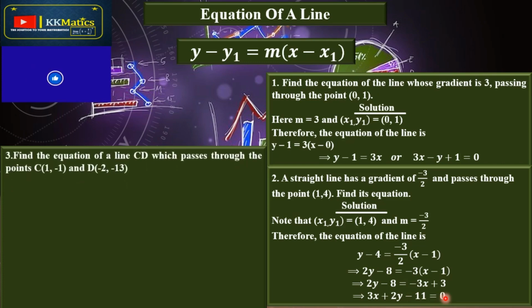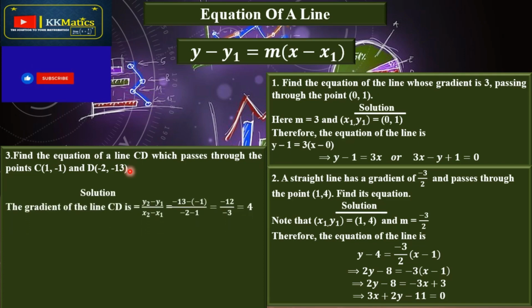Another example for us to try here. In this example, we're not given the gradient of the line. We're told to find the equation of the line CD, which passes through the points C with the coordinate (1, minus 1), and D with the coordinate (minus 2, minus 13). We are told to find the equation of the line, but in this case, we're not given a gradient, but we're given 2 points.